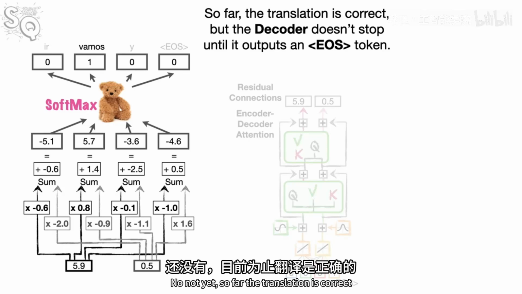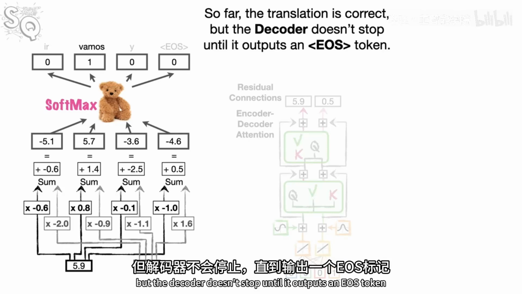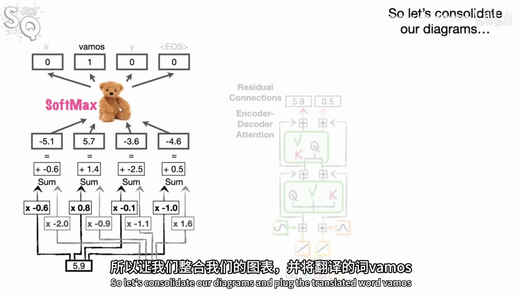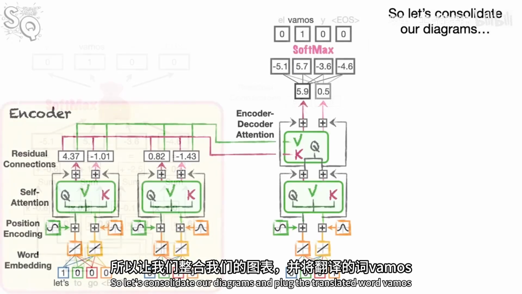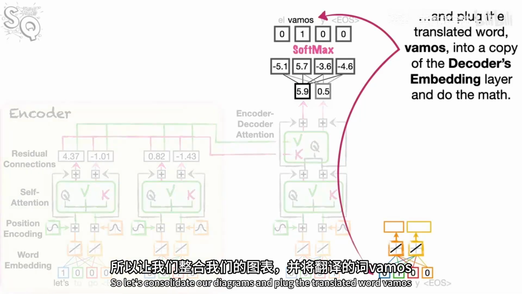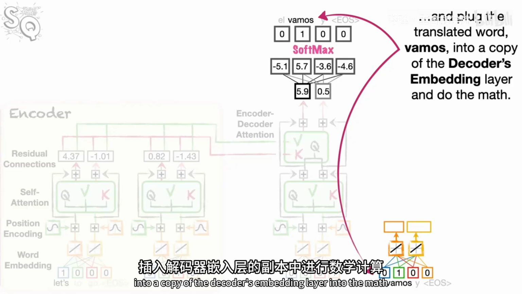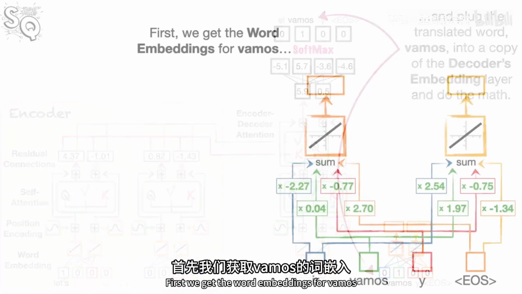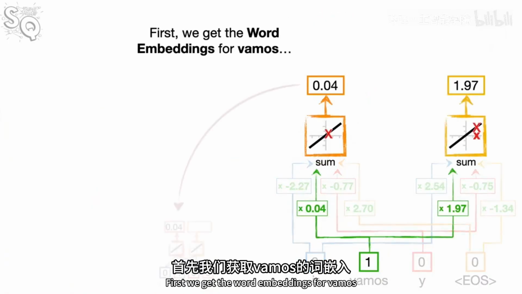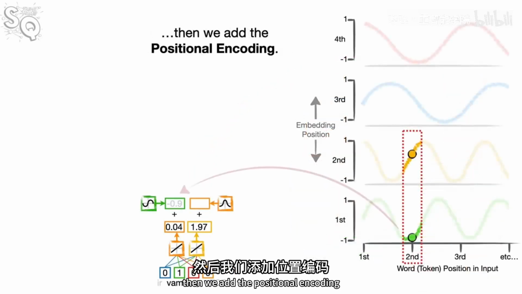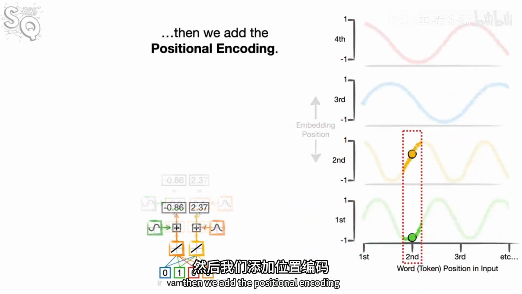So far, the translation is correct, but the decoder doesn't stop until it outputs an EOS token. So let's consolidate our diagrams and plug the translated word vamos into a copy of the decoder's embedding layer and do the math. First, we get the word embeddings for vamos. Then we add the positional encoding.